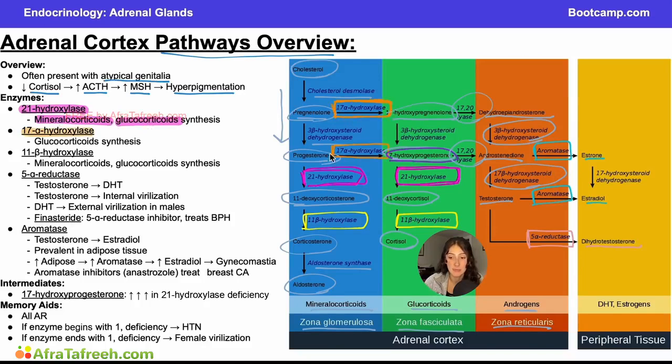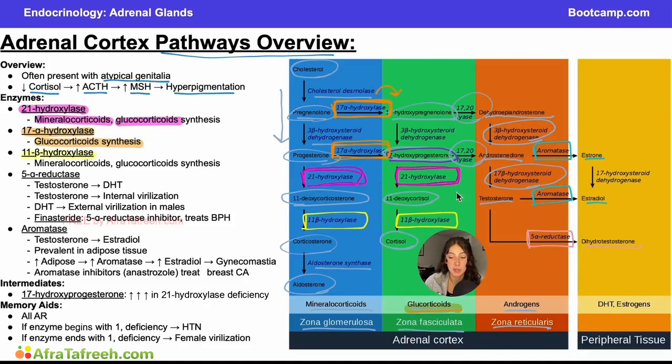17-alpha hydroxylase is an enzyme that is important for lateral transfer from the zona glomerulosa to the zona fasciculata. Thus, it is important for glucocorticoid synthesis. And if you have a deficiency of 17-alpha hydroxylase, you would get a deficiency in glucocorticoid, but you would still be able to make the mineralocorticoids, which come before 17-alpha hydroxylase in this pathway.